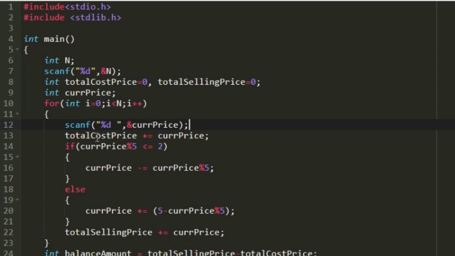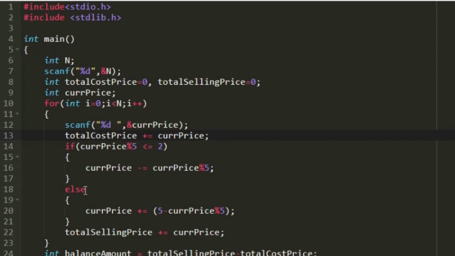So I am adding the value with the variable total cost price. So when we do this for n integers, after the execution of the for loop, the total cost price of the n integers will be stored in the variable total cost price. Here we are not going to store our input in any array. Soon after accepting the input, we are going to find the selling price, and we are adding the cost price with the variable total cost price. So this statement is total cost price = total cost price + current price.